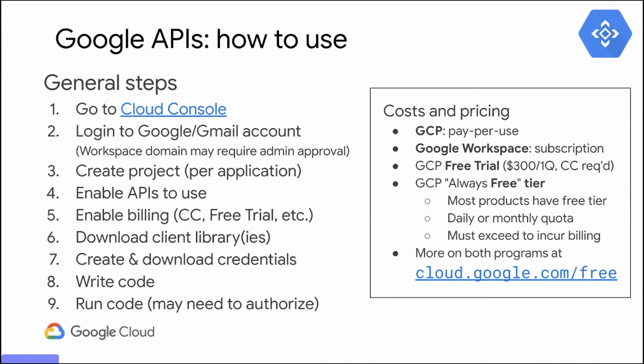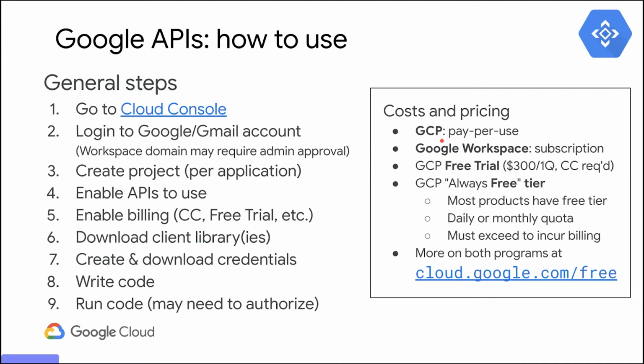Then you're going to go to the libraries page and turn on all the different APIs you want to use. We don't enable all of them by default. You have to pick and choose what you want. Not all of them are free. So the cloud platform ones do charge. There's a little bit about cost on the right-hand side here. So cloud platform, it's pay per use.